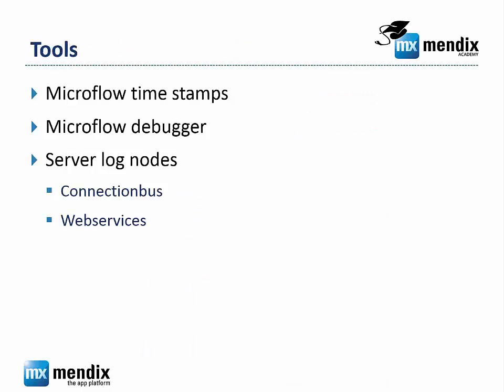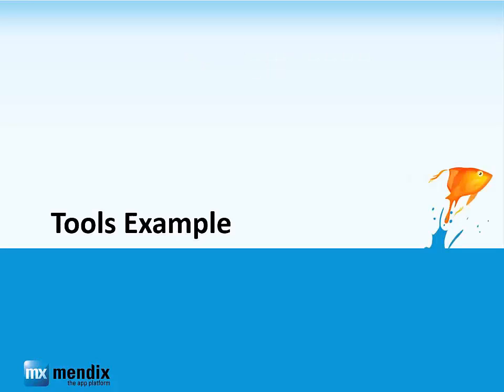So what kind of tools can you actually use to identify these issues? Well, you can always use microflow timestamps. You can use the microflow debugger, as well as the server log nodes. The most common ones of the server log nodes are the connection bus and web services. So now I'll show you with an example where you can find all these items.